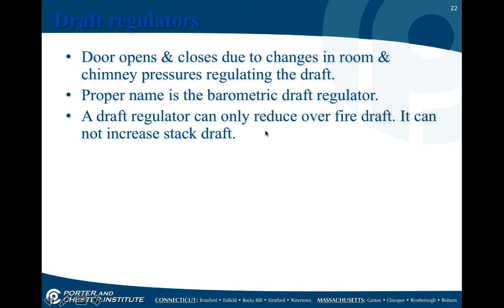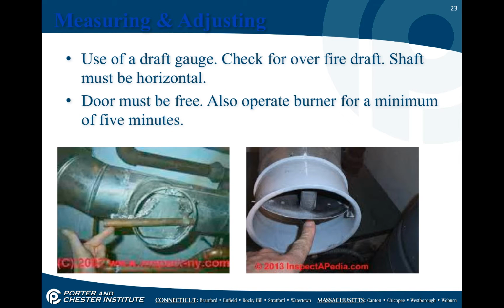Okay, the proper name for it is a barometric draft regulator. A draft regulator can only reduce over the fire draft. It cannot increase draft. So if you have low draft to start with before adding a barometric regulator, you don't have a chance of getting that draft up. You've got to fix the draft problem first. The way to measure and adjust it is to use a draft gauge.